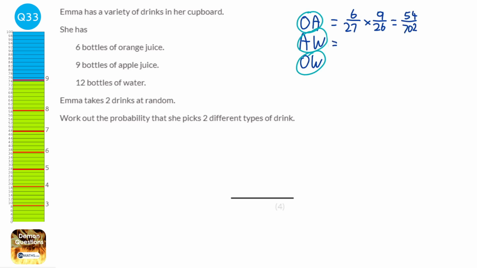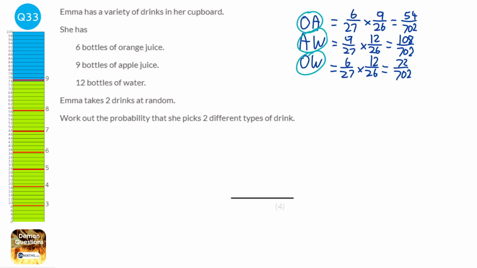Apple juice then water would be 9 over 27, and then 12 over 26, and so that would be 108 over 702. And then orange juice then water will be 6 over 27 and 12 over 26. And that would be 72 over 702.